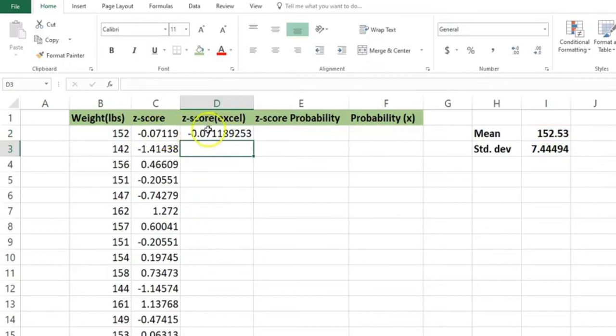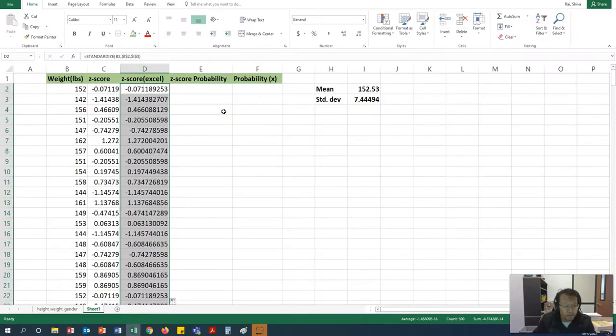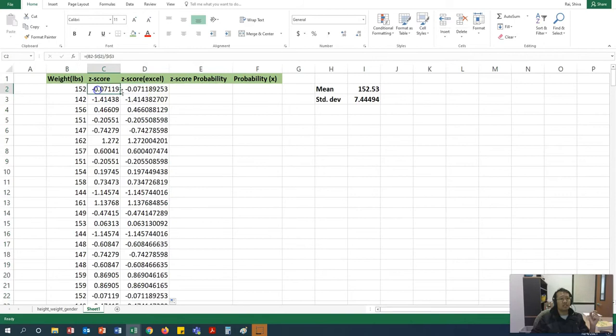Okay, we are actually getting the same thing over here, right? Yeah, so double click on the right bottom, and then you'll be seeing this thing. You can see that they're actually the same thing, the z-score. This is done manually, using the standardized formula. So that's how you find the z-score for that.